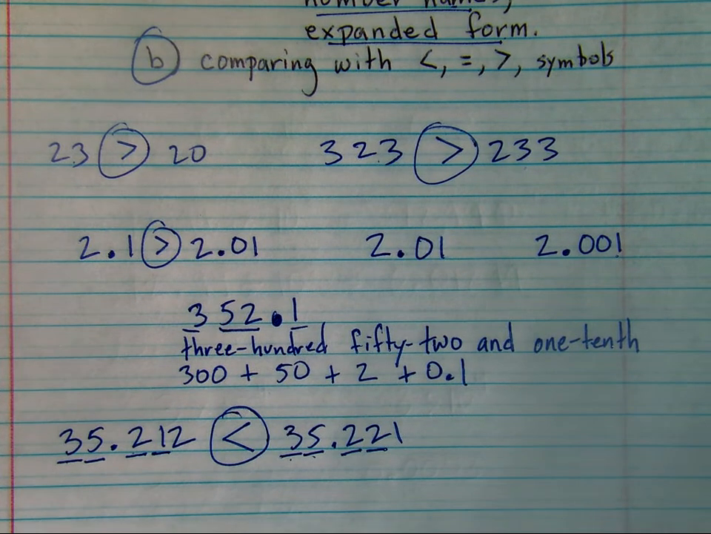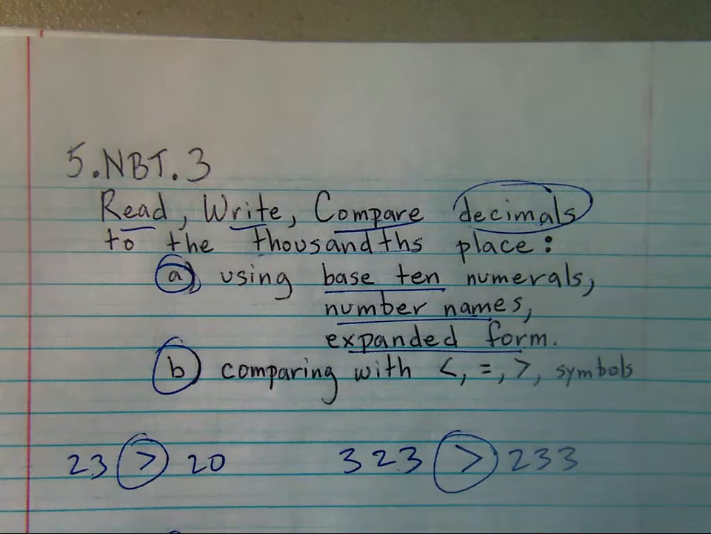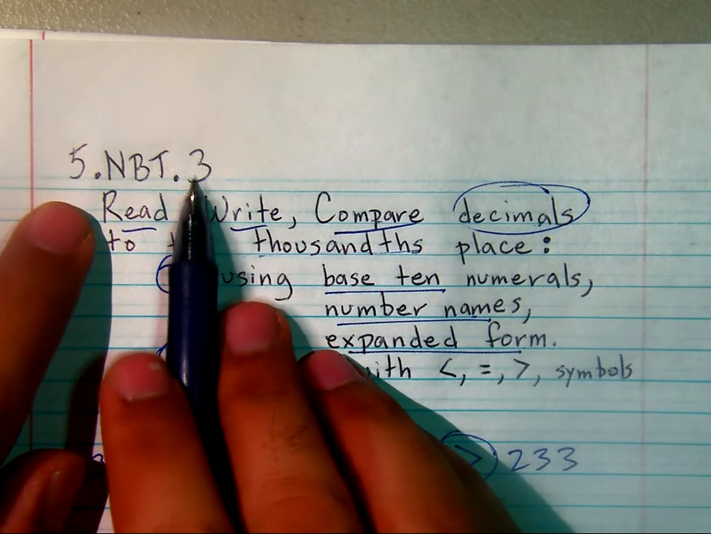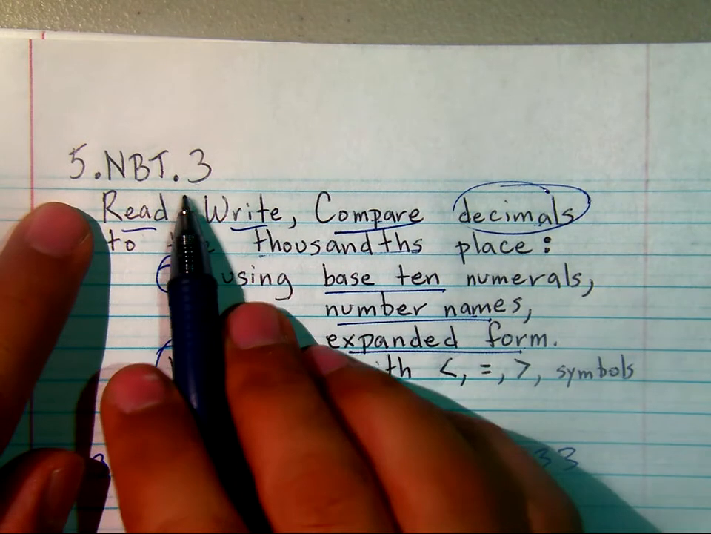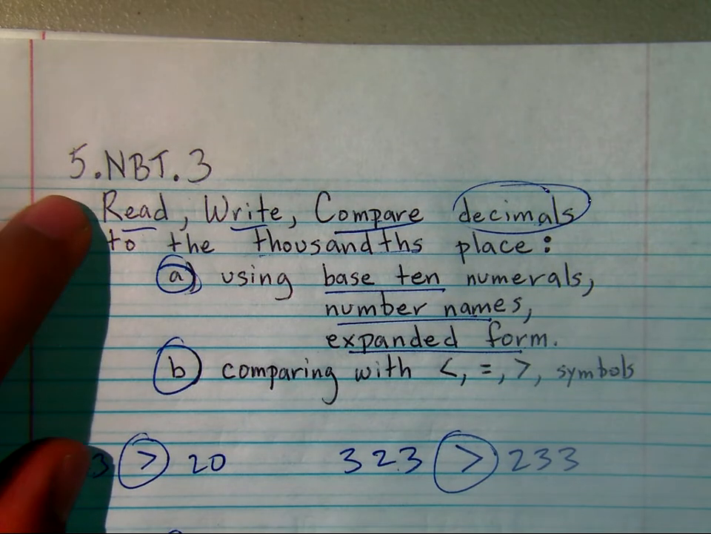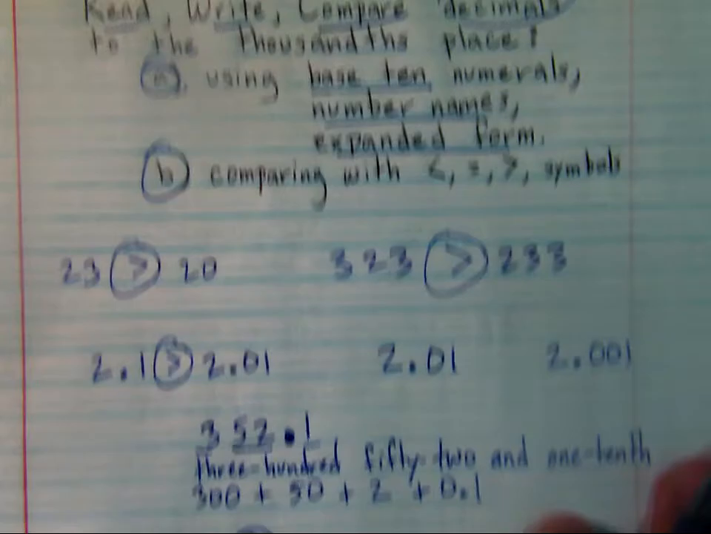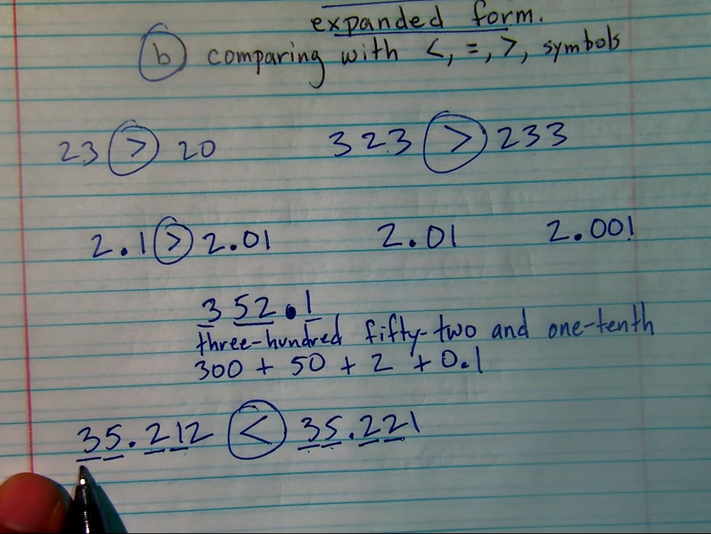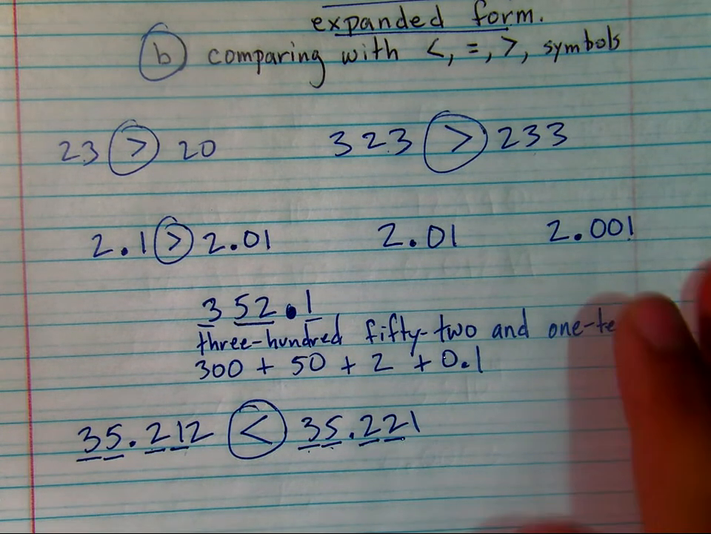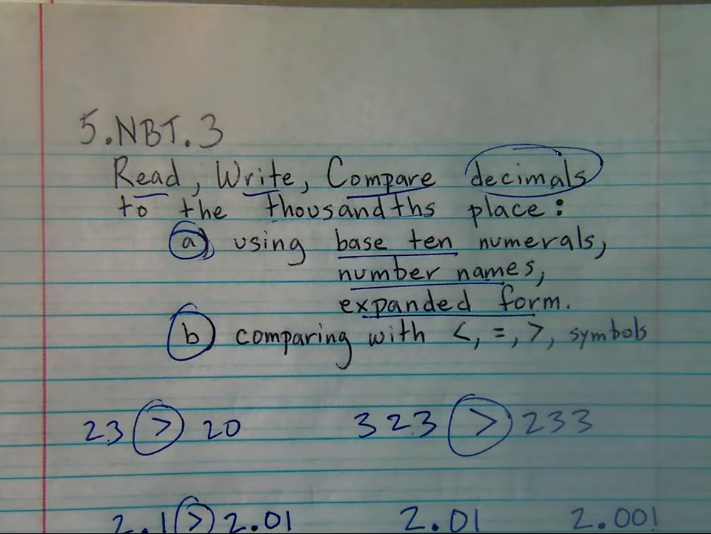So that concept isn't new. 5.NBT.3 is definitely one of the easiest standards for 5th grade if you have the foundation from 4th and 3rd and 2nd grade in comparing numbers and strategies for comparing largest to smallest. And that's it for 5.NBT.3.